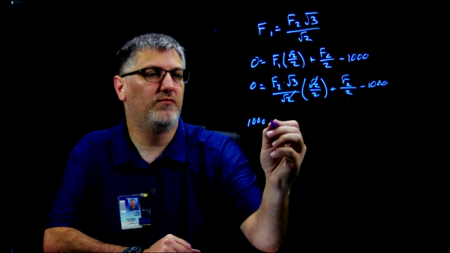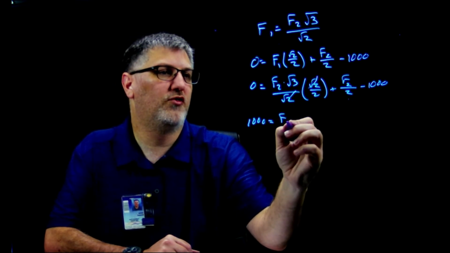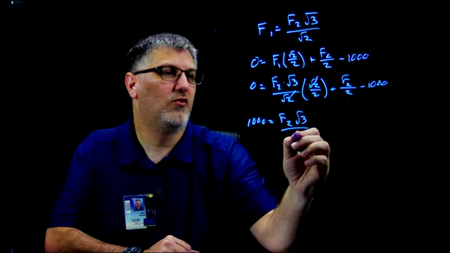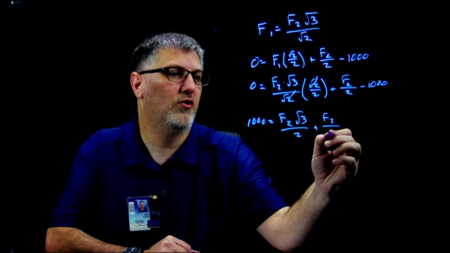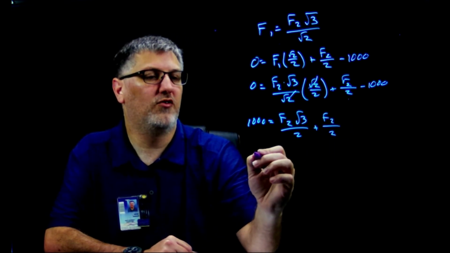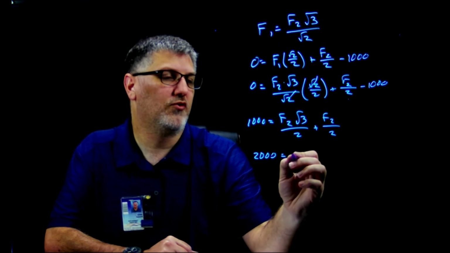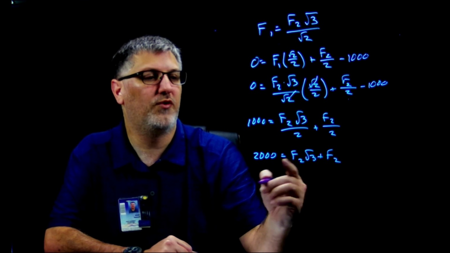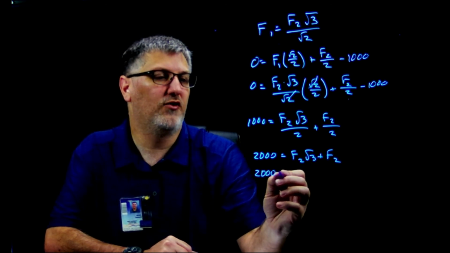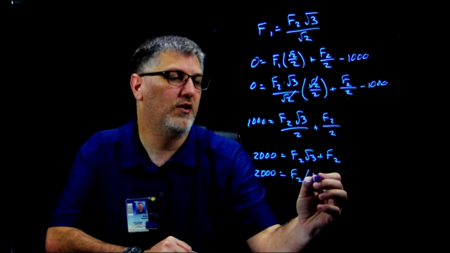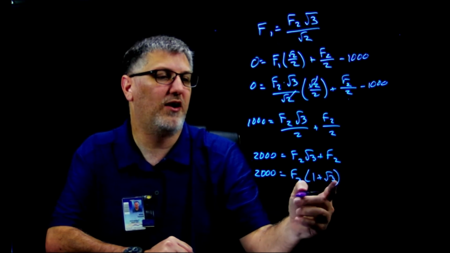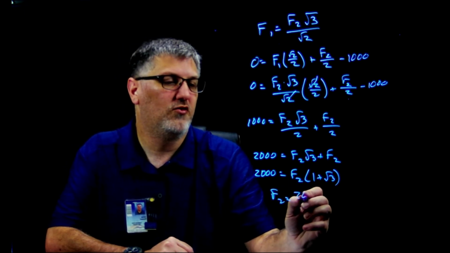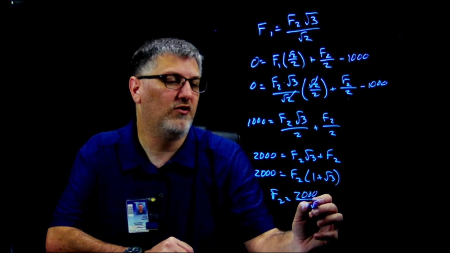I've got 1,000 equals F sub 2 square root of 3 over 2 plus my F sub 2 over 2. I can multiply the whole thing by 2. I'm going to get 2,000 equals F sub 2 square root of 3 plus F sub 2. I need to solve for F sub 2. Factor it out as the GCF. 2,000 equals F sub 2 times 1 plus the square root of 3. It doesn't matter, it's the commutative property. So my F sub 2 equals 2,000 over 1 plus the square root of 3.